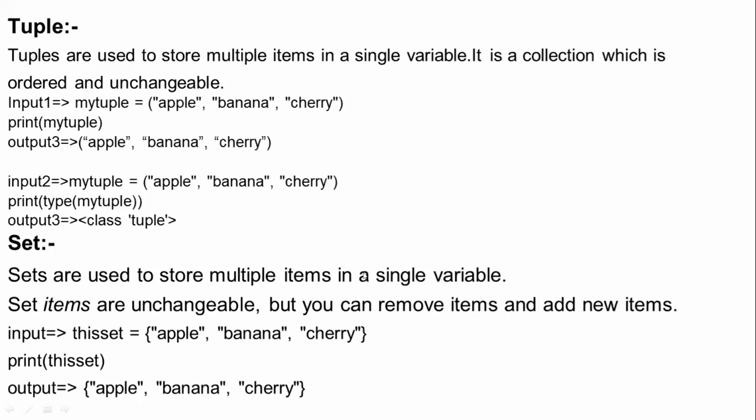So sets are used to store multiple items in a single variable. Set items are unchangeable, but you can remove items and add new items. Fine. So a tuple is a collection which is ordered and unchangeable, whereas a set also does the same thing, but it can add new values and remove values.